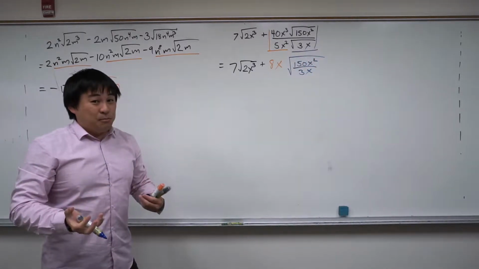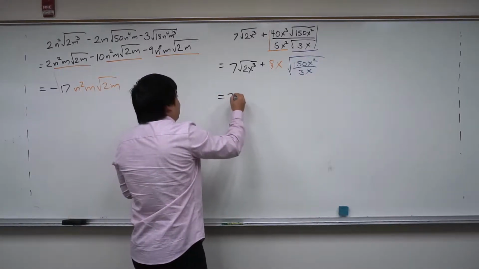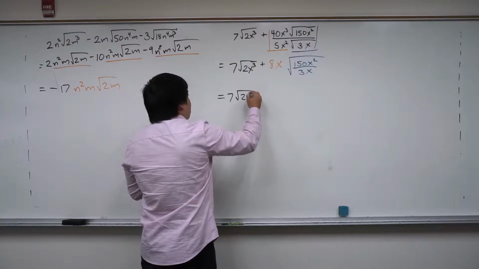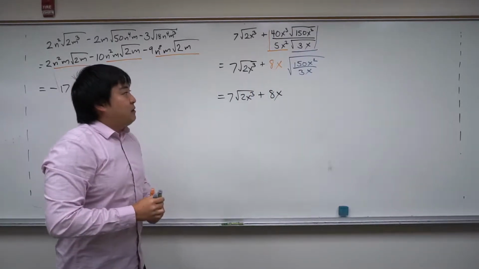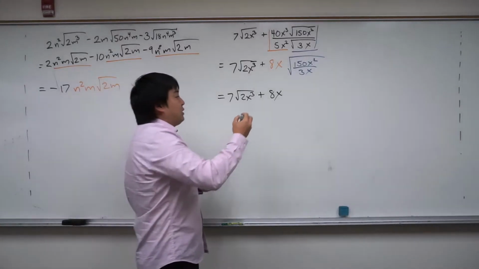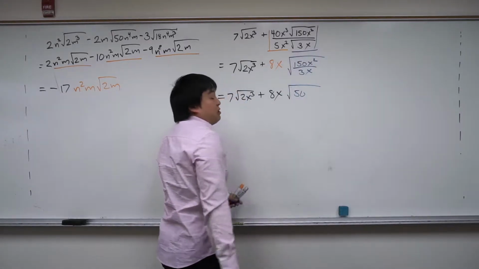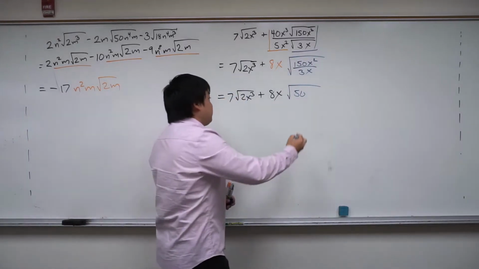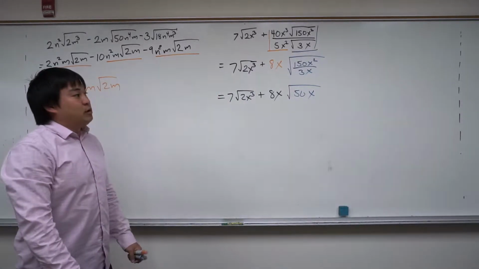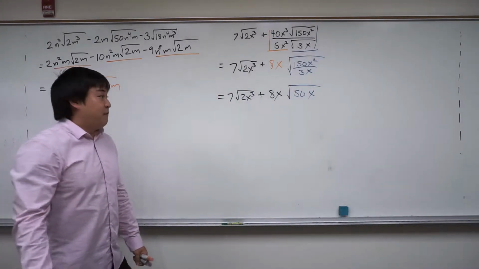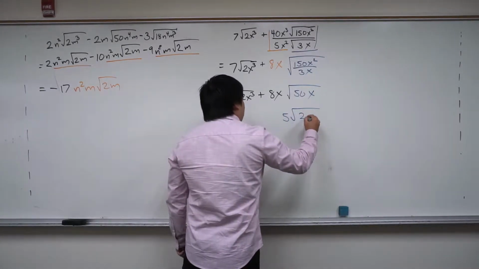And then now we can simplify that blue part even more. So this is equal to 7 square root of 2x cubed plus 8x. That blue part, 150 divided by 3 is going to be 50. And then the x squared divided by the x gives you a single x. The square root of 50, we already did before, which was 25 times 2, so I can pull out 5. So 5 square root of 2x.